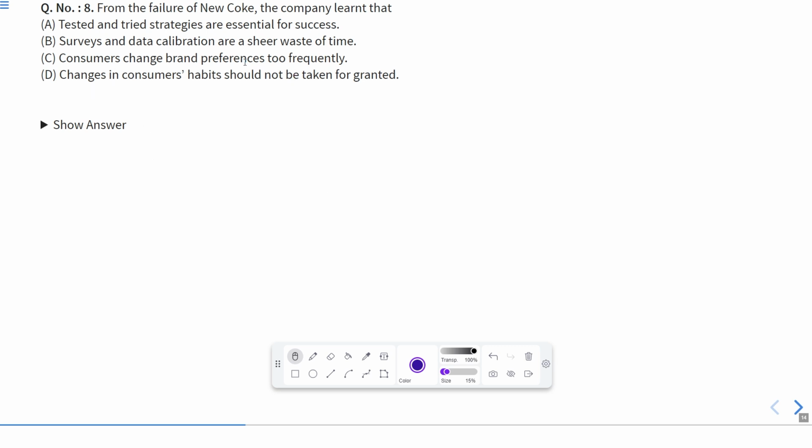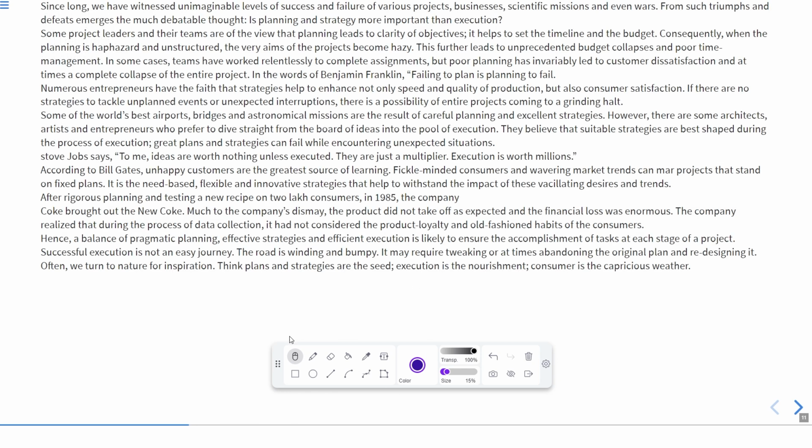Okay, consumers change brand preferences too frequently. Changes in consumers' habits should not be taken for granted. Now, if you see this line that is written over here, that Coke brought new Coke, much to the company's dismay, the product did not take off as expected. Financial loss was enormous. The company realized that during the process of data collection, it had not considered the product loyalty and the old-fashioned habits of consumers. It means hence a balance of pragmatic planning, effective strategies, and efficient execution is likely to ensure accomplishment of task at each stage and project.